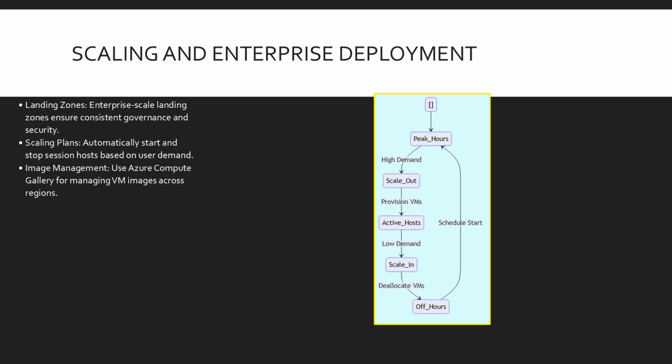This state diagram visualizes the scaling lifecycle. During peak hours, if there is high demand, the system transitions to scale out and provisions active hosts. When demand drops, it transitions to scale in, deallocating VMs to save money during off hours. The cycle repeats based on the schedule. This demonstrates how AVD automates capacity management to balance user experience with cost efficiency.